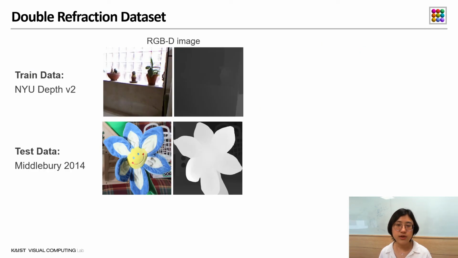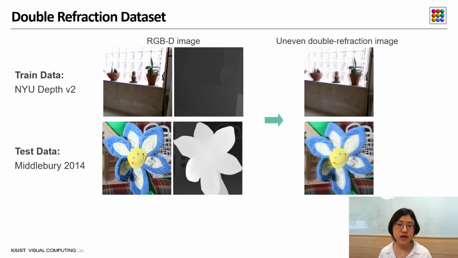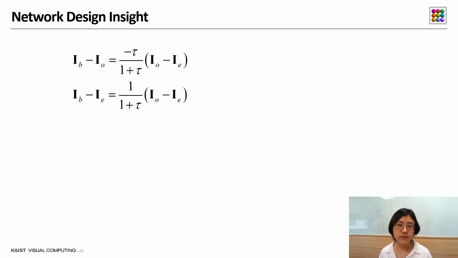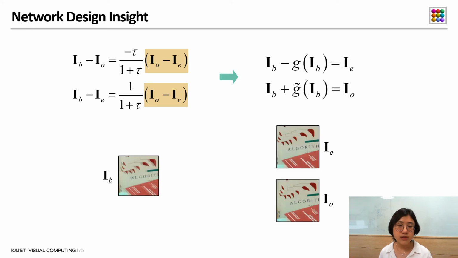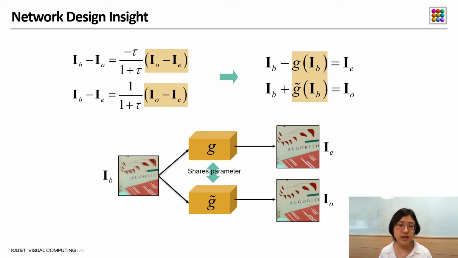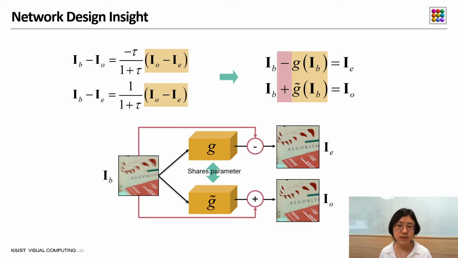Based on our image formulation model, we first create a synthetic rendering dataset of the double refraction using an existing RGBD dataset. According to our image formulation model, the difference between the double refraction signal and each o-ray and e-ray includes a common term G. With our training dataset, we trained our network to learn how to estimate the common term with the convolutional network and also induce the inverse sign of the term with two different global skip connections.